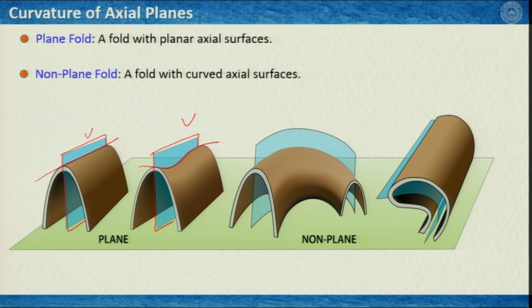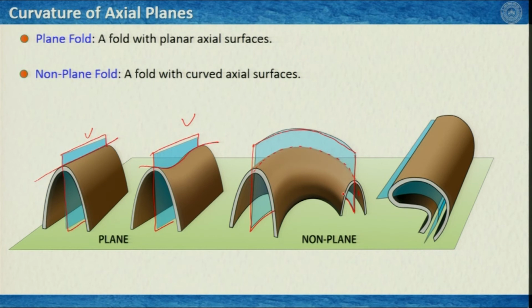The same logic applies to the non-plane fold. The fold could be cylindrical or non-cylindrical in producing a non-plane fold. What we see here is that the fold axis, which we have seen in the last slide, is curved, and the axial plane is also curved.